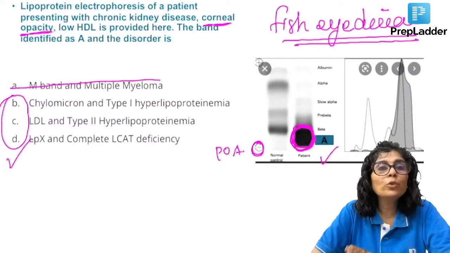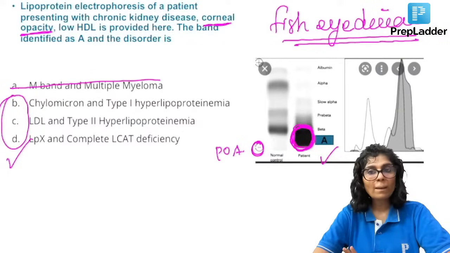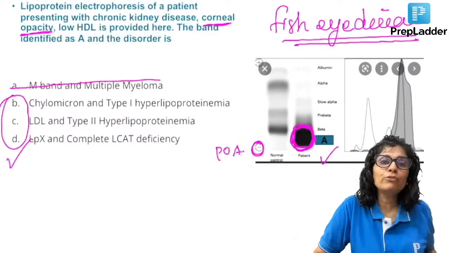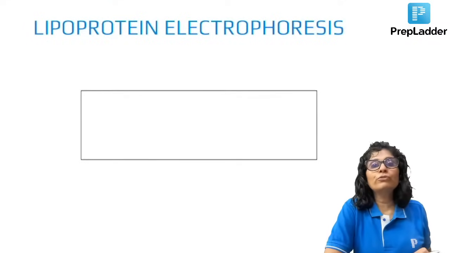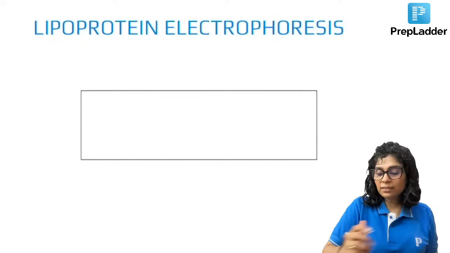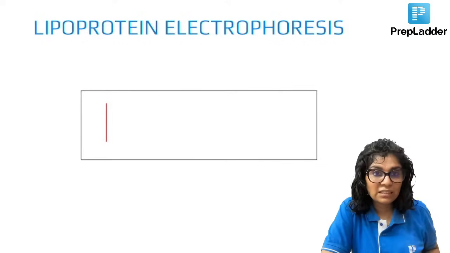But now I'm going to tell you all about lipoprotein electrophoresis. Okay, so I'm going to tell you how to interpret lipoprotein electrophoresis image. Okay, so how is the lipoprotein electrophoresis done? It is always run on a glass slide. On this glass slide, we apply the serum lipoprotein of which has to be separated.